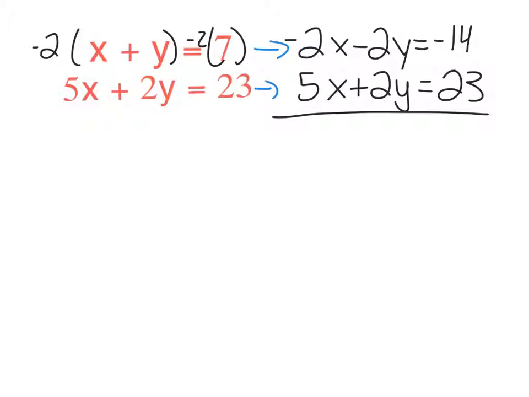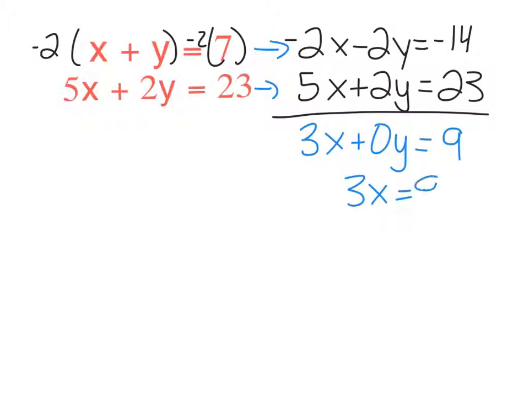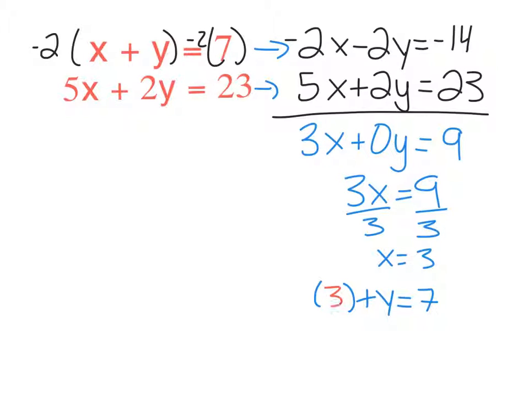Now I can solve my system just like we learned yesterday. So I have 3x plus 0y equals 9, or 3x equals 9. That means that x equals 3. Now that I have my x equals 3, I can substitute it into any of my equations, either the new ones or the old ones, and I think the easiest one will be that top first equation, x plus y equals 7. Since I know that x is 3, that means that y is 4. So my solution is 3, 4.